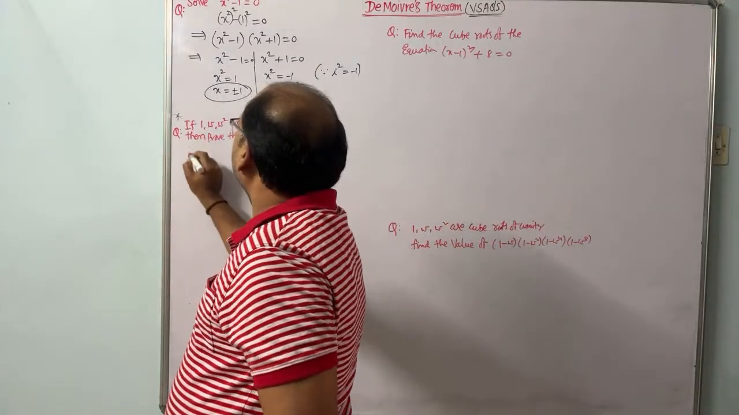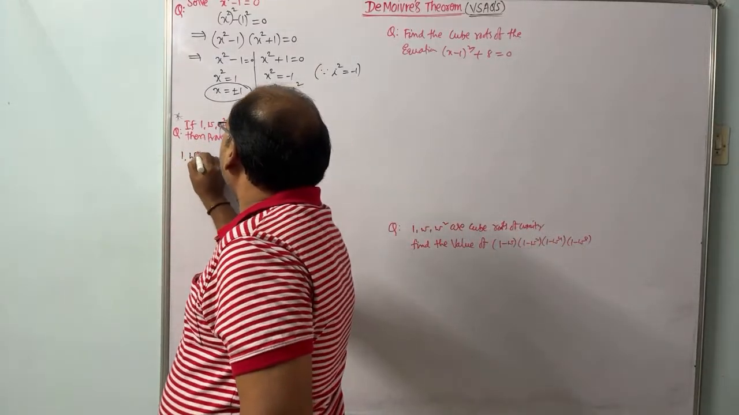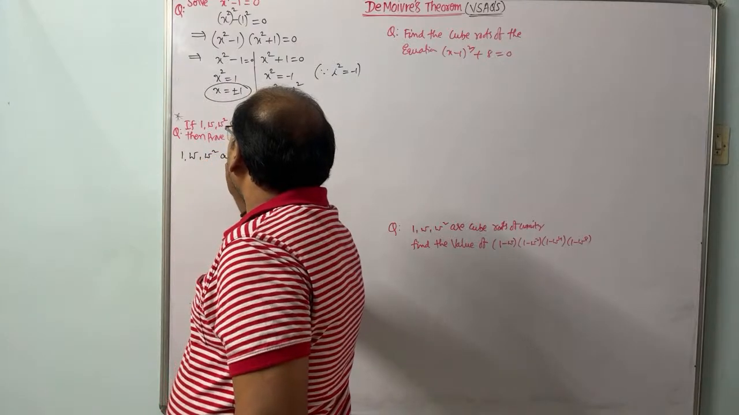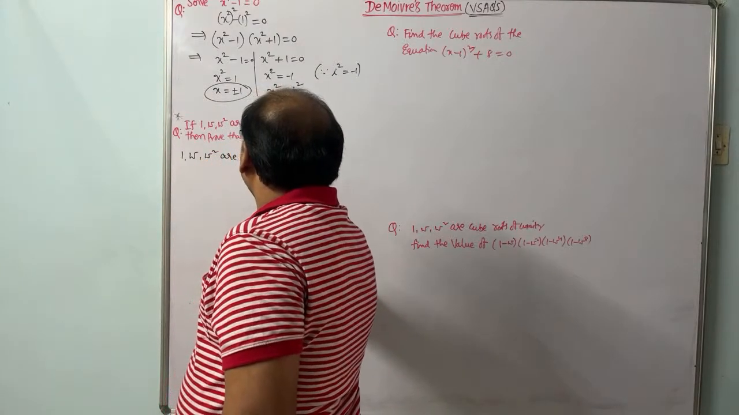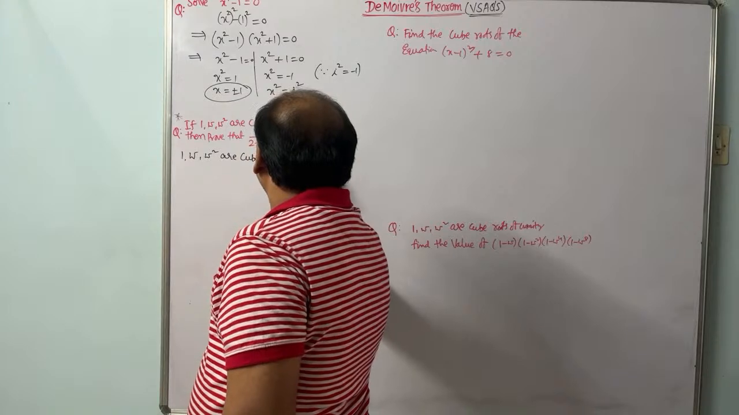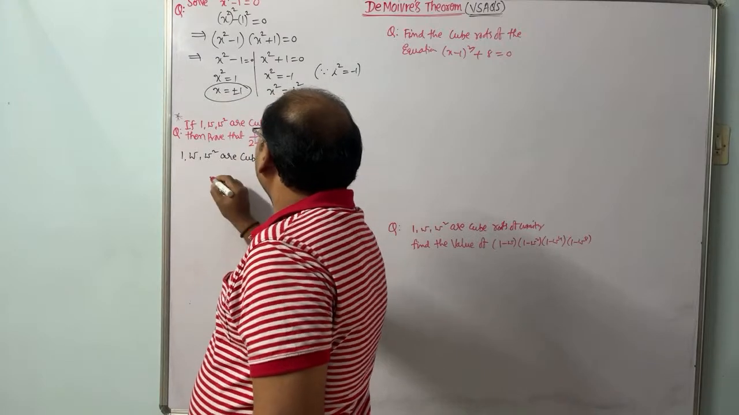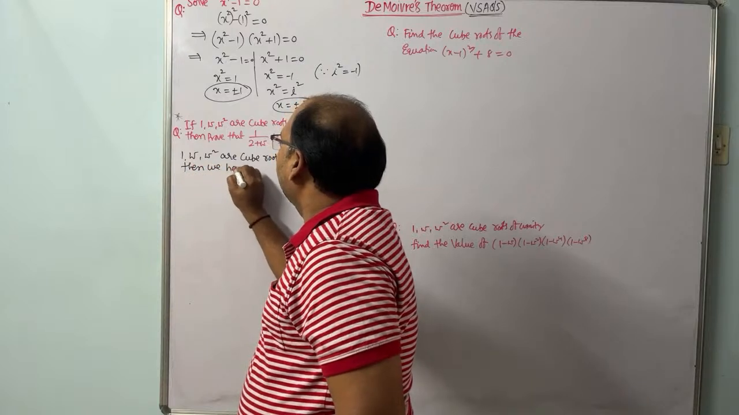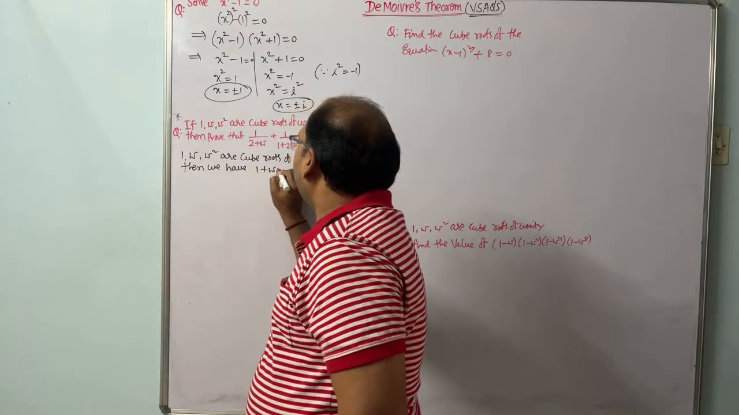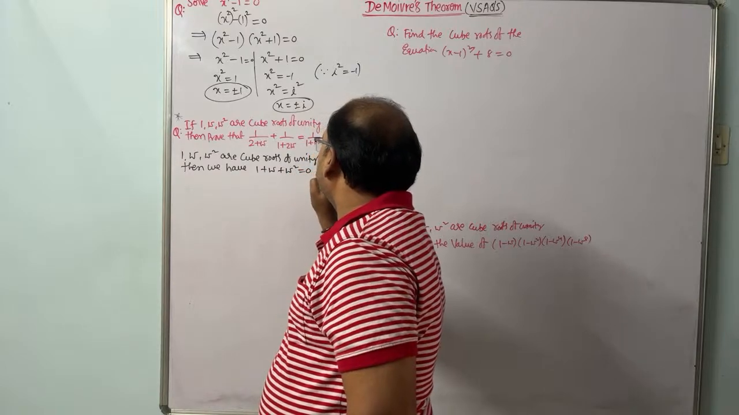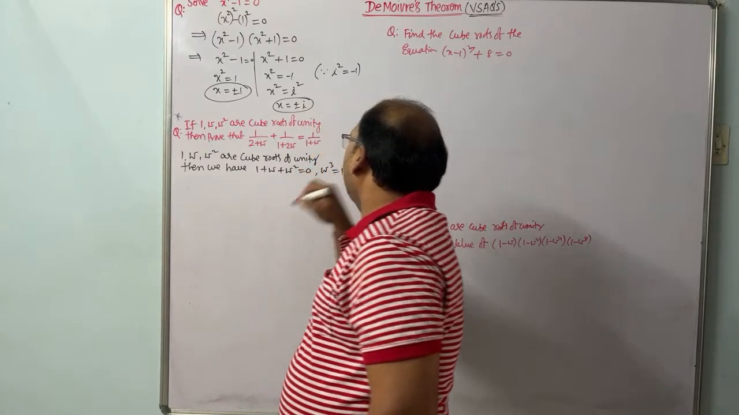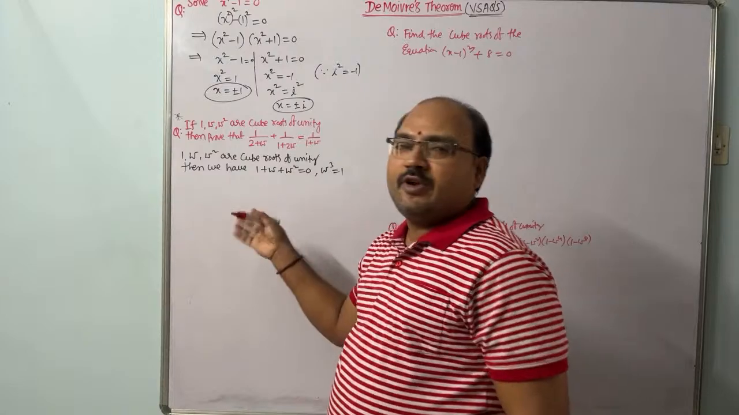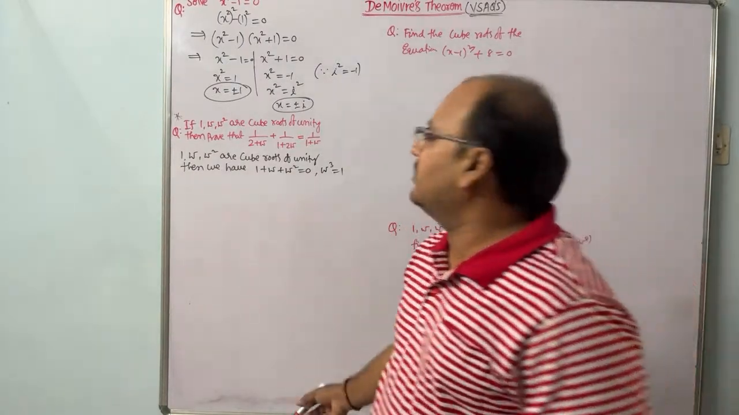Let us consider 1, omega, omega square as the cube roots of unity. Then we have 1 plus omega plus omega square equal to 0 and omega cube equal to 1. According to convenience, we can make use of these results, students.